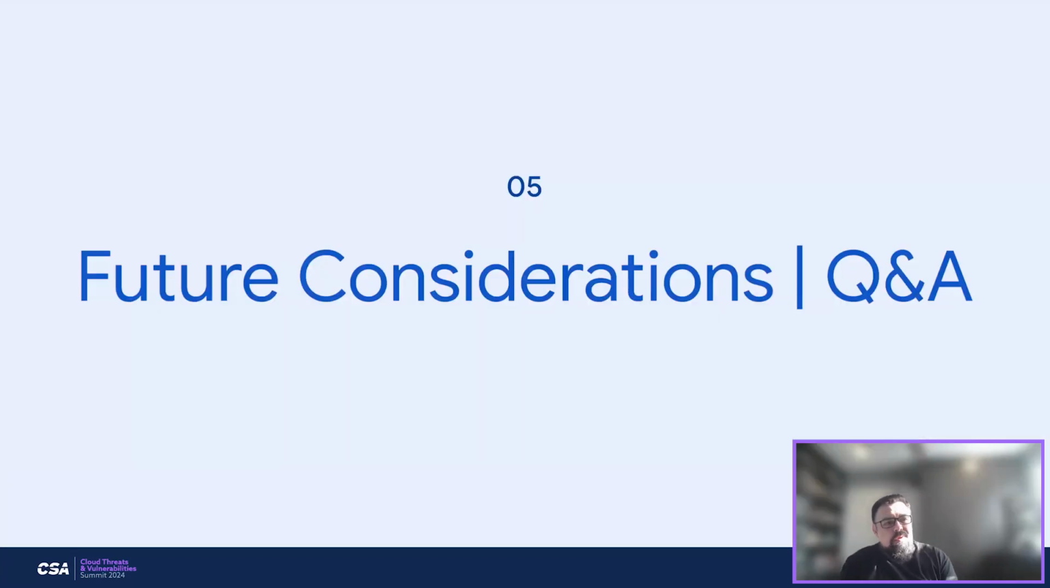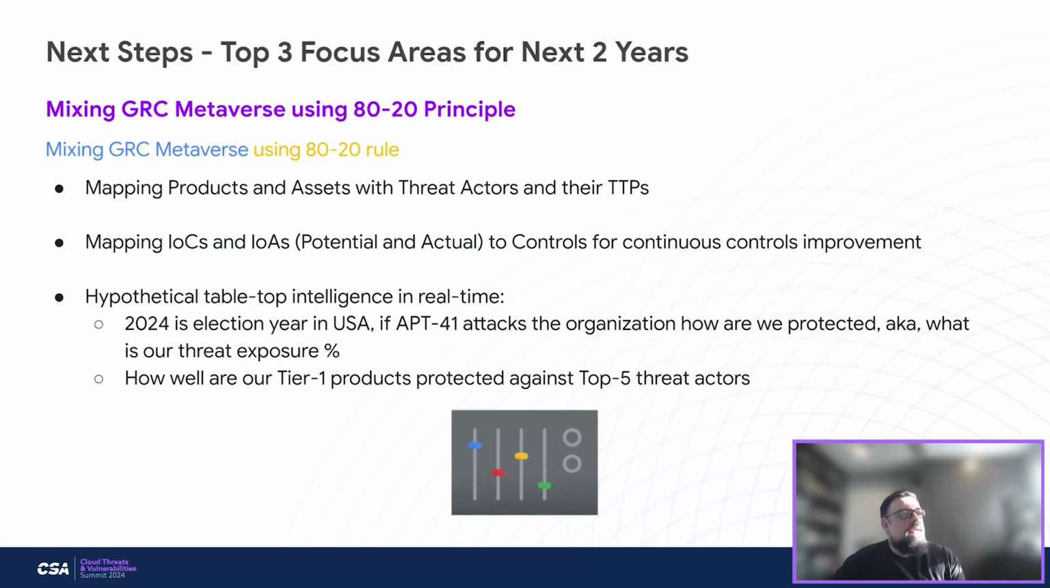So, future considerations and Q&A. The next steps, or what we see as the top three focus areas for the next two years. It's an 80-20 principle, but fundamentally it comes down to mapping products and assets to threat actors and their TTPs. We're calling it specifically products and assets, but ultimately it's extending the GRC practice to include these additional security elements.